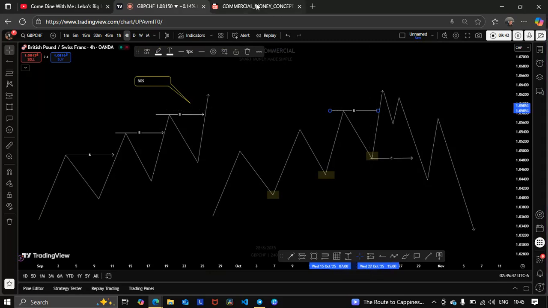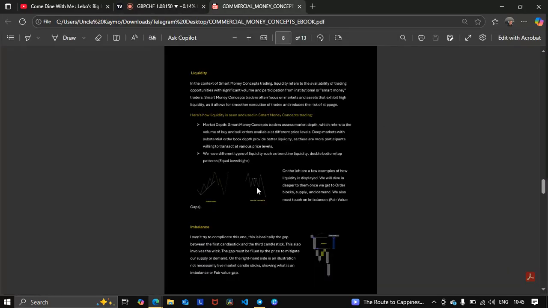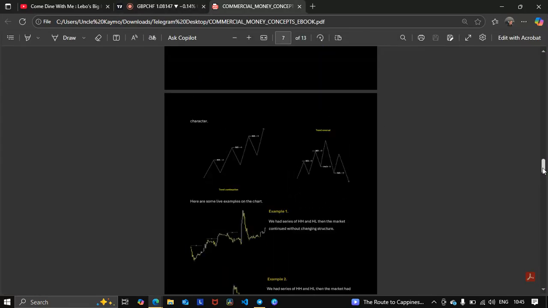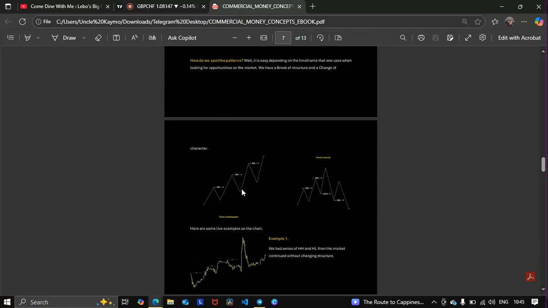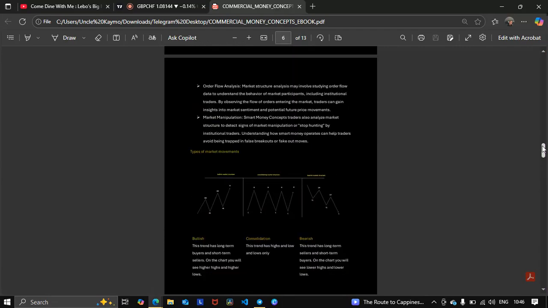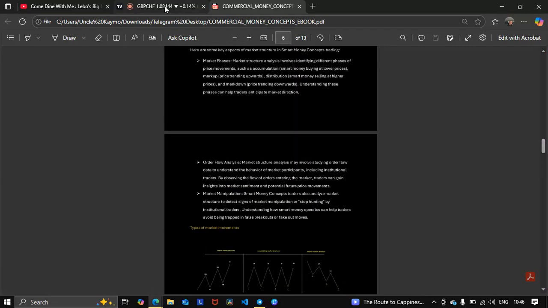So yeah, this is the document that I wrote, and it explains everything, including liquidity and stuff. So this is what I was talking about: break of structure, change of character. So basically, break of structure is trend continuation, and change of character is trend reversals. I hope I'm making sense. See you in the next video.